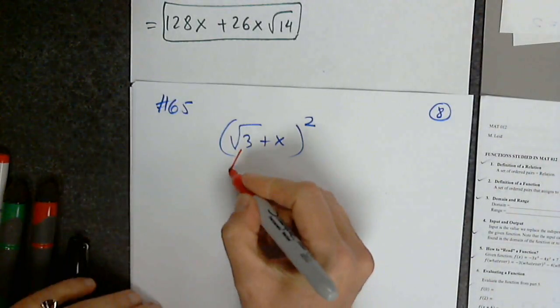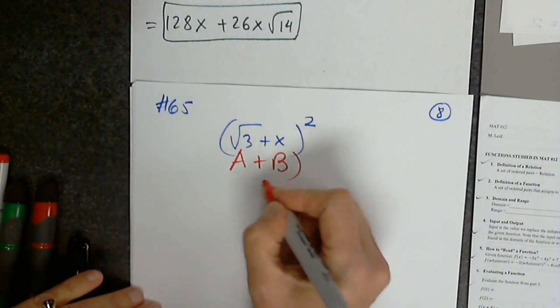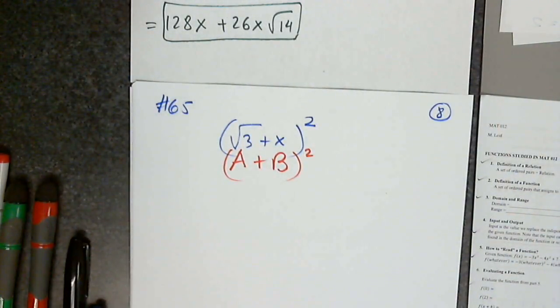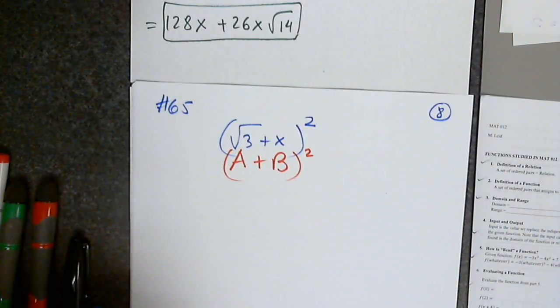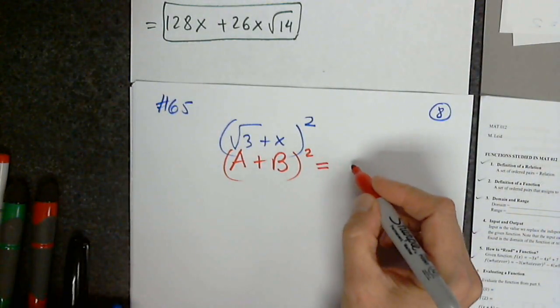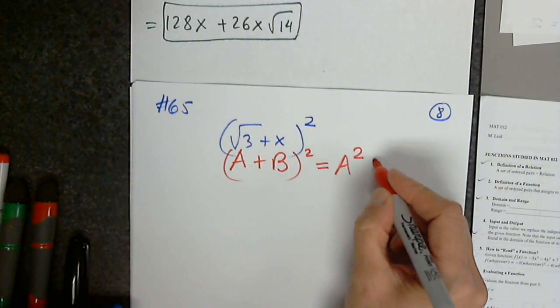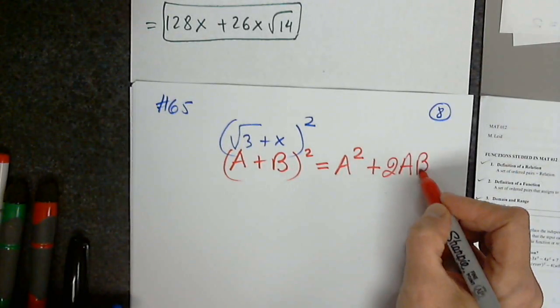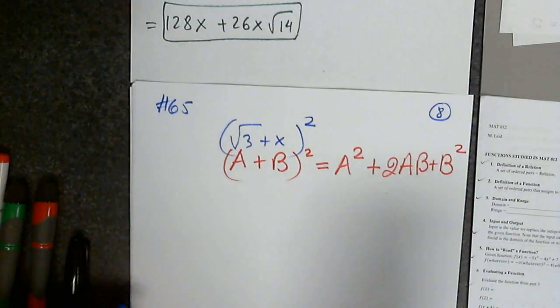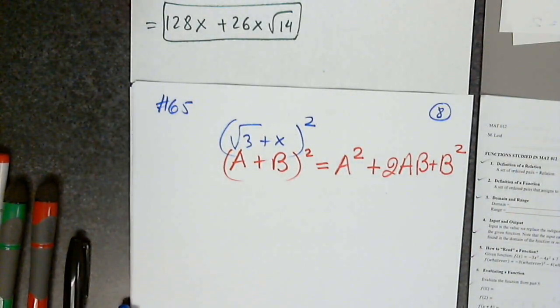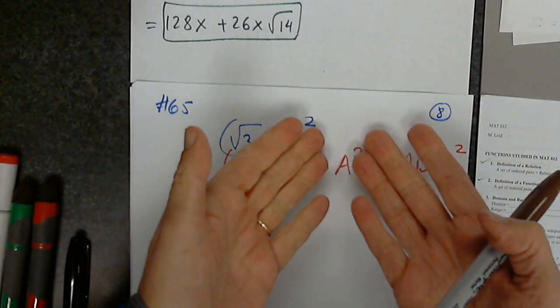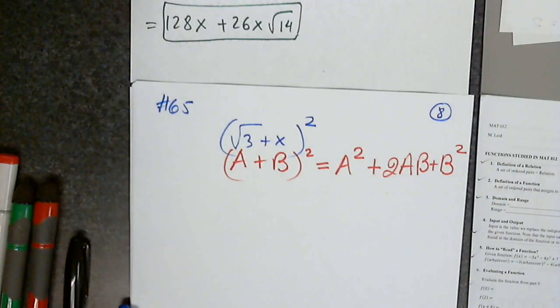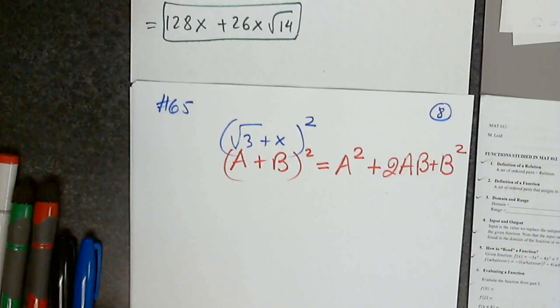So this is like my A, and this is like my B. So when I square A plus B, how many terms do I get? Yes, indeed. And they are the first term squared plus twice the first term times the second term plus the second term squared. That's why I tortured you with this from the very beginning, quote unquote. So now, can you please give me the expanded? This is extremely important.